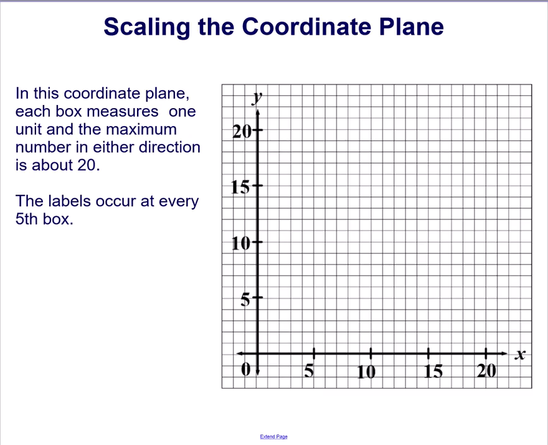Here we have a second type of plane. In this coordinate plane, each box measures 1 unit and the maximum number is 20 in either direction. The labels occur every 5th box. So as I go along the x-axis, we see here we have a maximum number of 20, and moving up the y-axis, the maximum number is also 20. And when we count, they're labeled every 5. So we have 1, 2, 3, 4, 5, 6, 7, 8, 9, 10, and so on along the x-axis, and the same can be said along the y-axis.